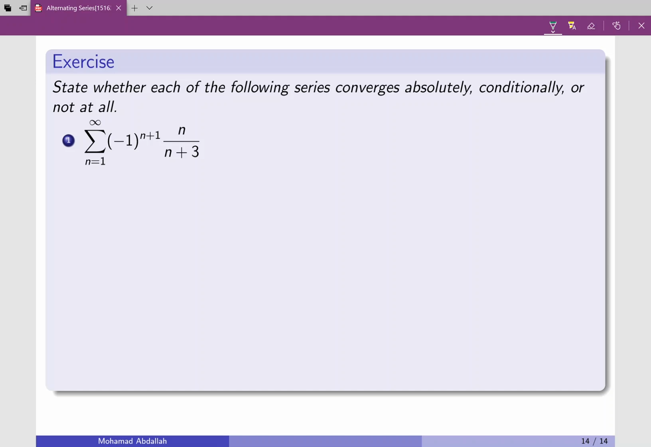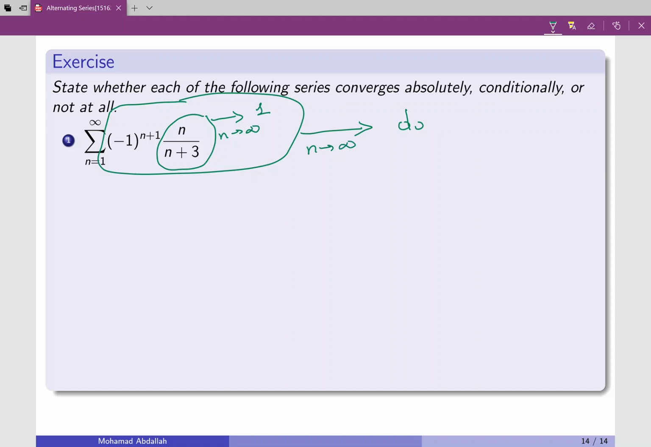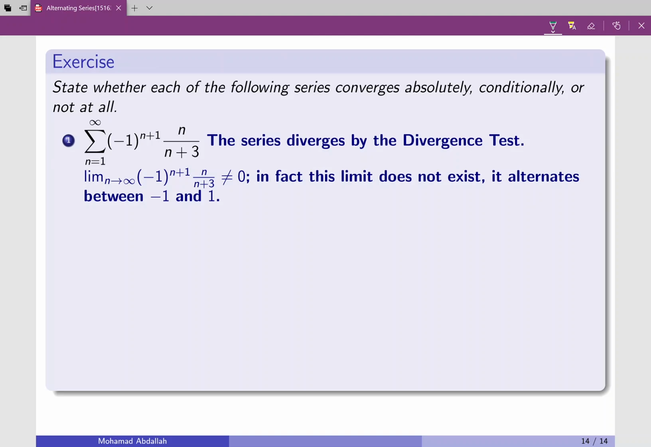Some examples here. State whether each of the following series converges absolutely, conditionally, or not at all. I can see that this is not at all. Why? Because this goes to 1 as n goes to infinity. That means that the whole thing, its limit does not exist. Again, why does this not exist? Because this is going to alternate between plus and minus the value of that limit. So that's going to alternate between plus 1 and minus 1. Okay.